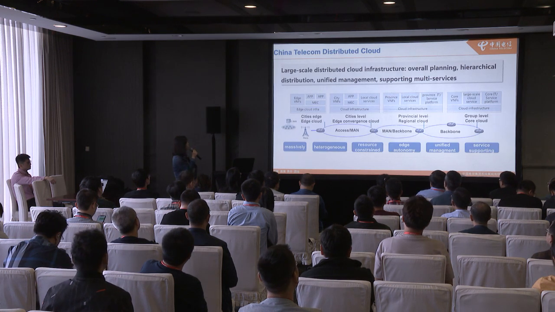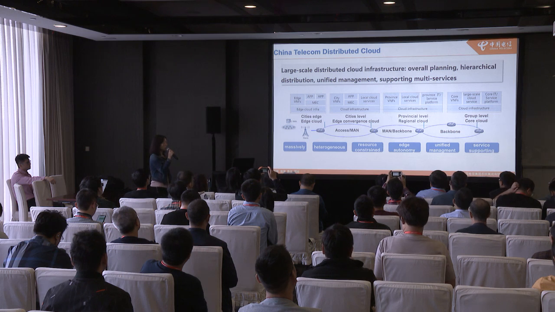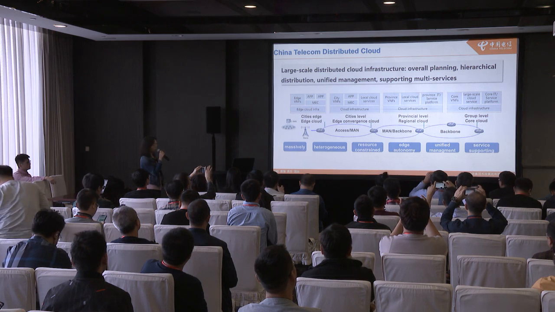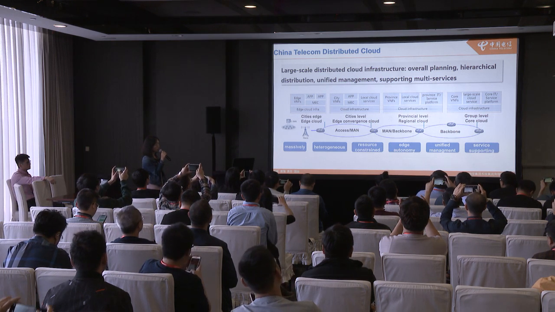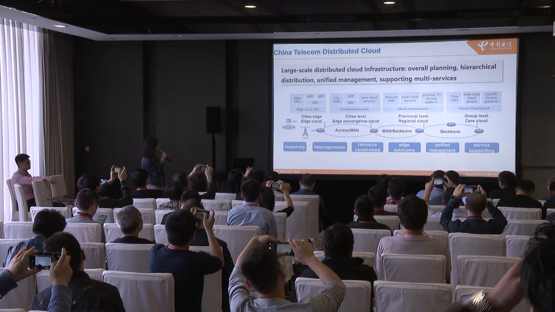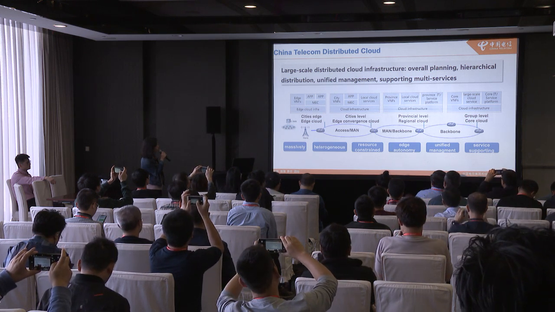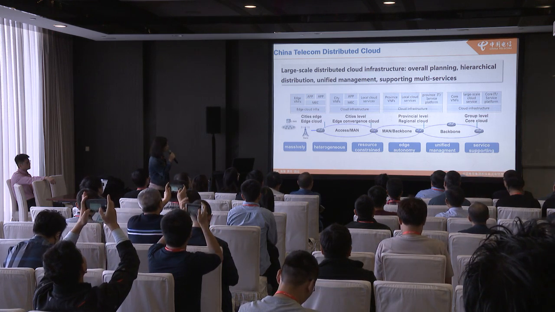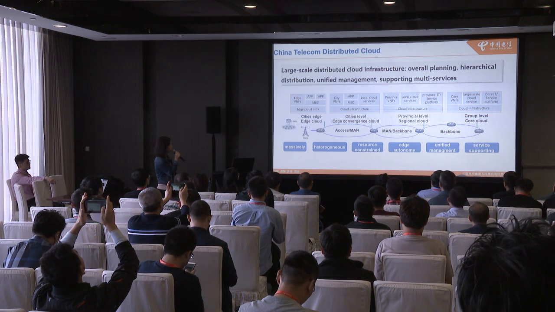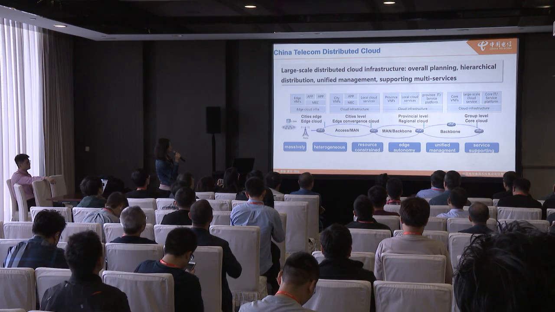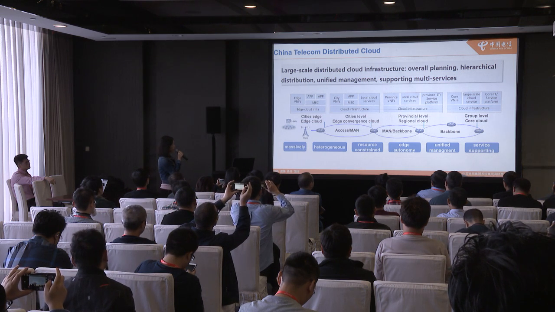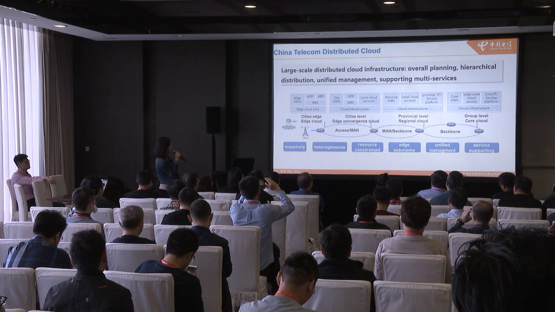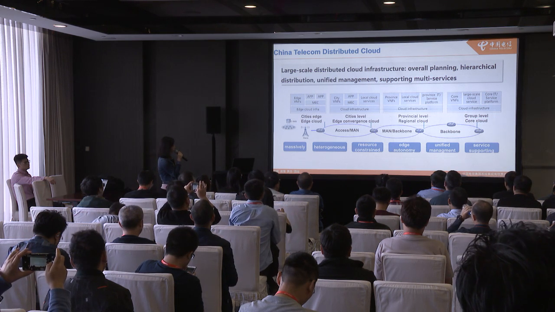Okay, let's come to China Telecom distributed cloud. Our cloud needs to support various service requirements: ICT, every IT system, service platforms, network cloud, etc. And so this is our distributed cloud. It's a large scale and hierarchical distribution, which could be divided into four levels. From the right, the group level core cloud, the provincial level regional cloud, the edge convergence cloud on the city level, and also the edge cloud on the city's edge.